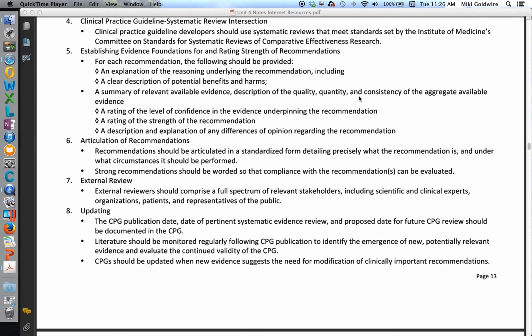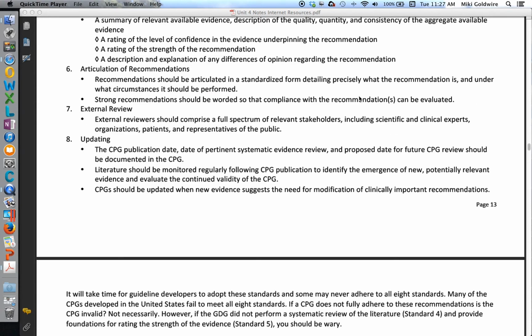Number 7, external reviewers should comprise a full spectrum of relevant stakeholders, including scientific and clinical experts, organizations, patients, and representatives of the public. Number 8, updating. The guideline should be updated when new evidence becomes available. The date of the pertinent systematic evidence review should be noted. Literature should be monitored regularly following the guideline publication to identify the emergence of new, potentially relevant evidence and evaluate the continued validity of the guideline.